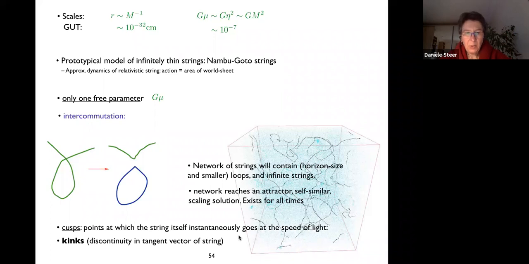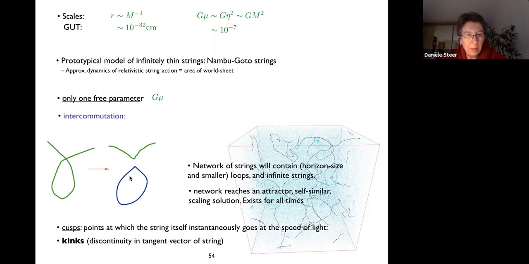So where do gravitational waves come in? They come in a number of different ways. The first thing is that these loops, just from the dynamics of the Nambu-Goto action, you can show that they can instantaneously, at different points in their evolution, basically go at the speed of light. So those points have huge Lorentz factors and they can give rise to the emission of gravitational waves.